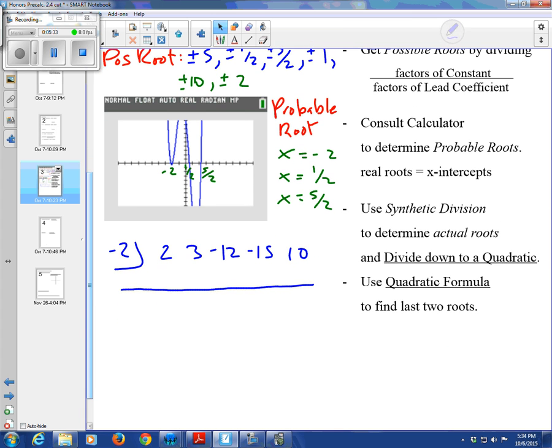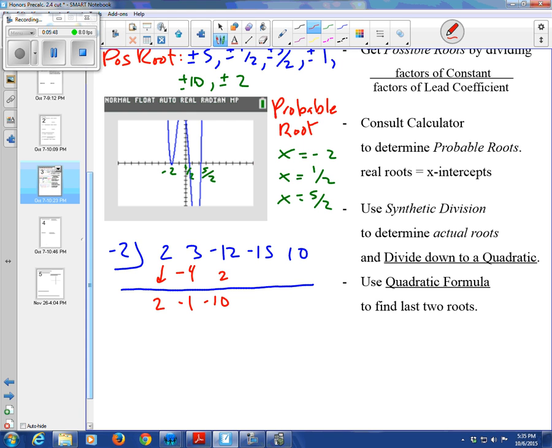And right here, our first step is going to be to drop that first coefficient. So we drop that 2. We multiply diagonally and then add vertically. So this is going to be a -4, and that's going to be a -1. This is going to be a +2. It's going to be a -10.